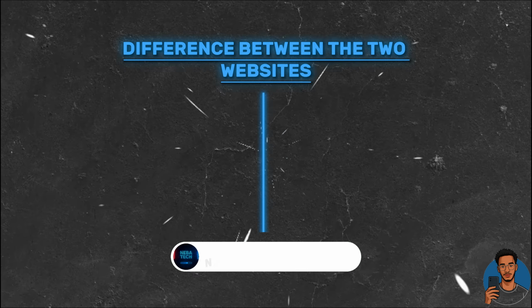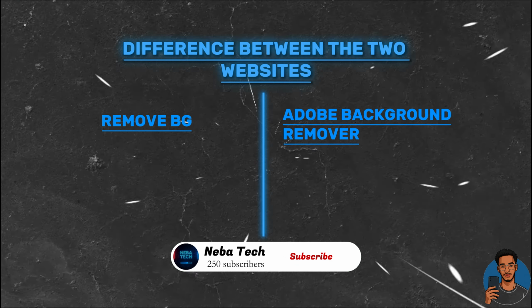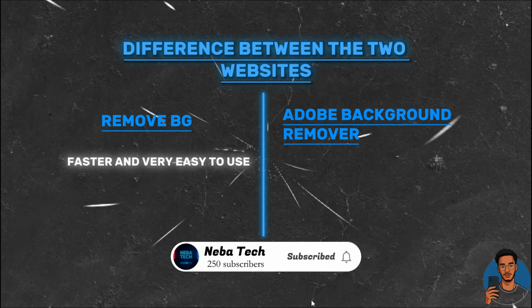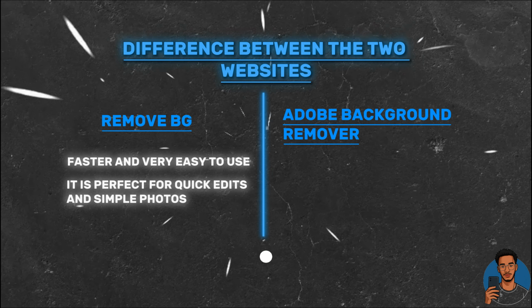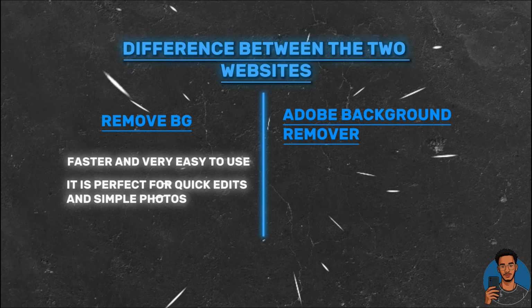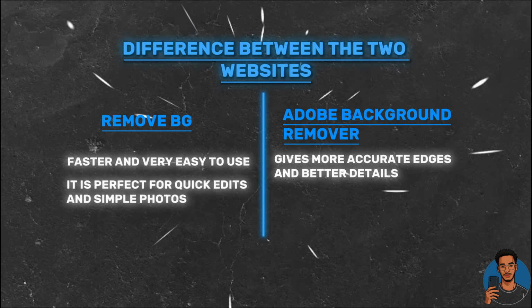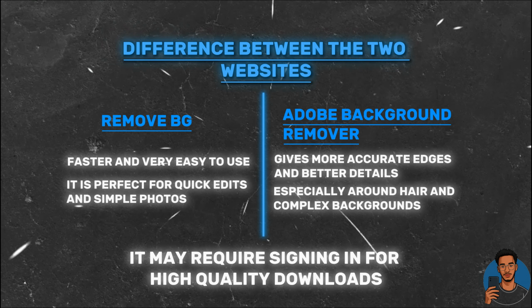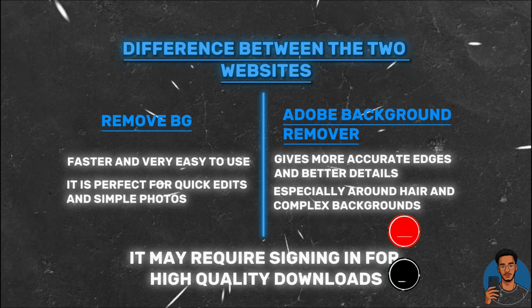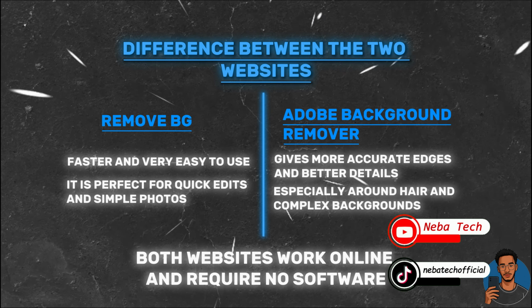Difference between the 2 websites. RemoveBG is faster and very easy to use. It is perfect for quick edits and simple photos. Adobe Background Remover gives more accurate edges and better details, especially around hair and complex backgrounds. But it may require signing in for high-quality downloads. Both websites work online and require no software.